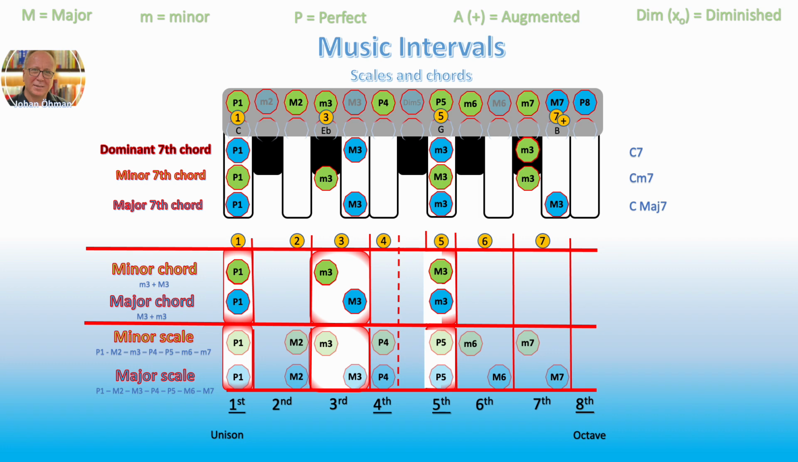And you have the dominant 7th chord. A dominant 7 chord is a major chord, but it has a minor 7 note in it. It's again a 4-note chord. In this case, it's the C dominant 7, and how it's written, you can see on the right.